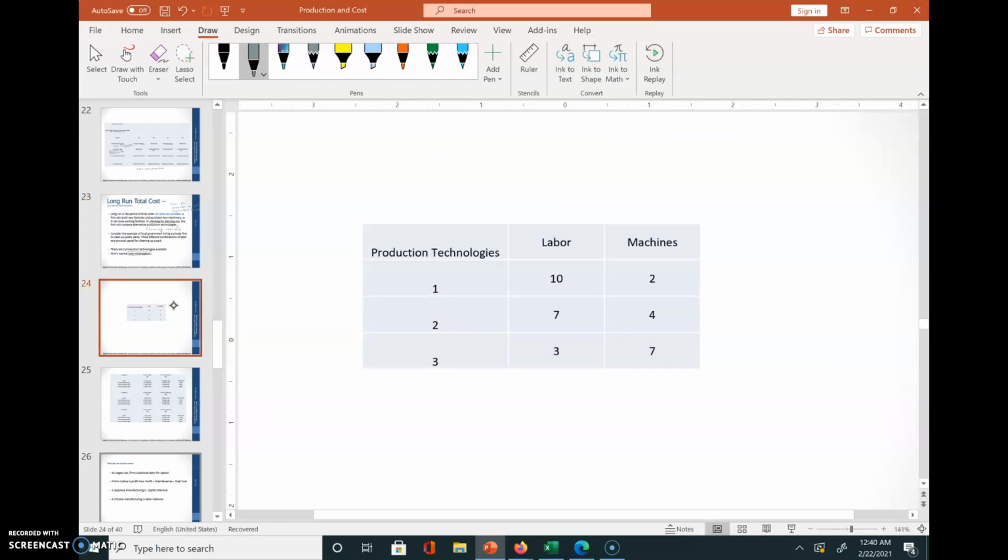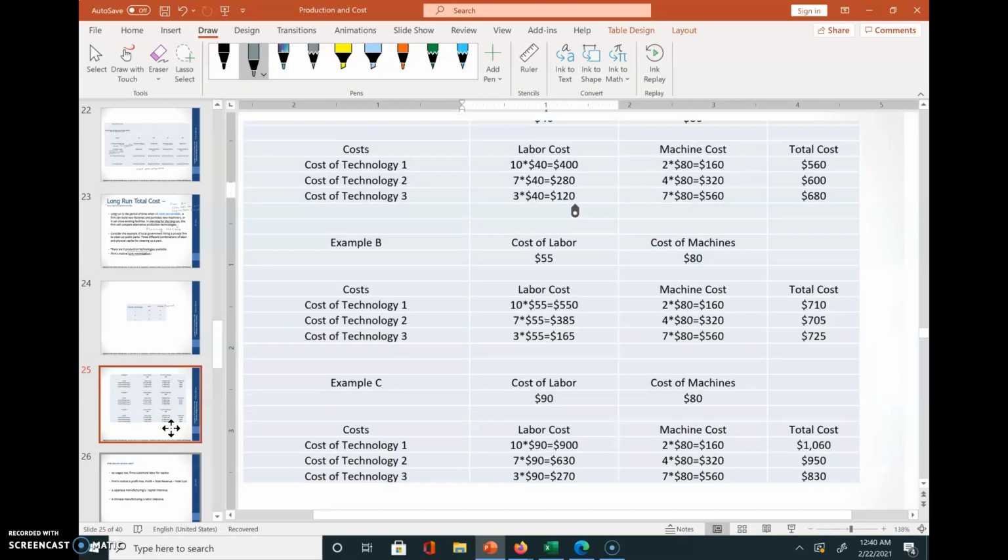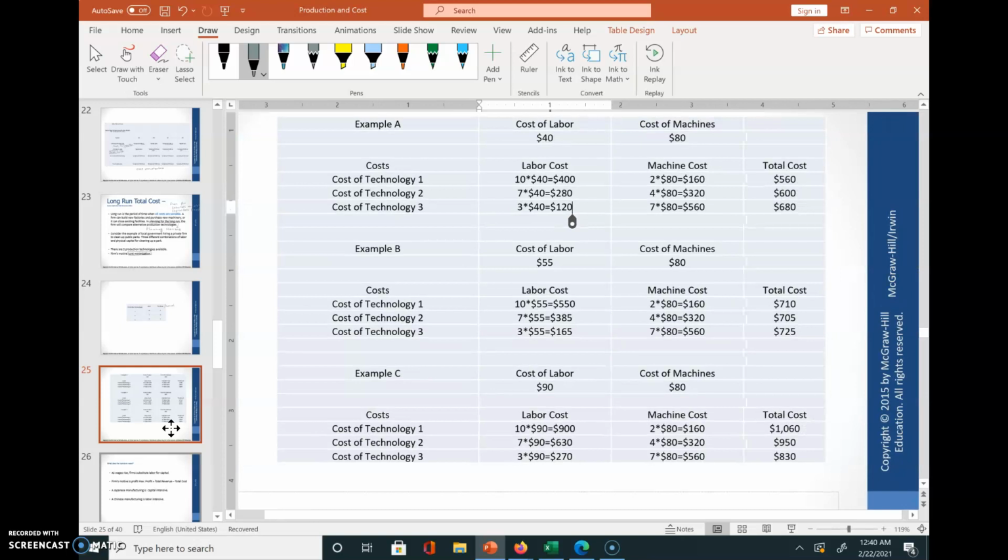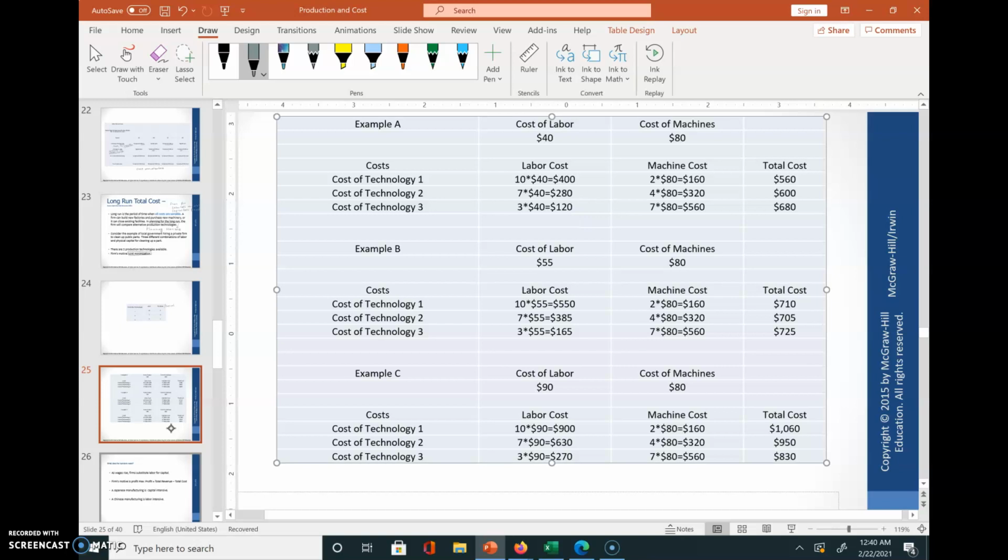Take a look at the three technologies available. So we need labor and we need capital. Technology 1, we have 10 units of labor and 2 units of capital. Technology 2, we have 7 units of labor and 4 units of capital. Technology 3, we have 3 units of labor and 7 units of capital. Now in this slide, I will look at the total cost from 3 examples using technology 1, 2, and 3.